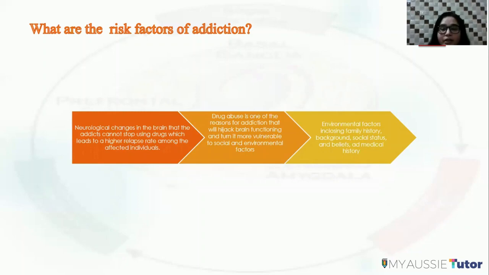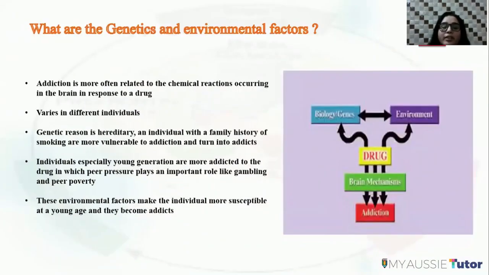There are other environmental factors, including family history, background, social status, and beliefs, as well as medical history. These also contribute to addiction. For example, if a person or child belongs to a low socioeconomic background, he is more vulnerable to drug addiction because he is not literate, has no access to adequate education, and cannot afford to go to school. Moreover, he is also facing a lack of employment as well as a lack of housing. All these social factors create risk factors for addiction, especially among people from a low socioeconomic background.